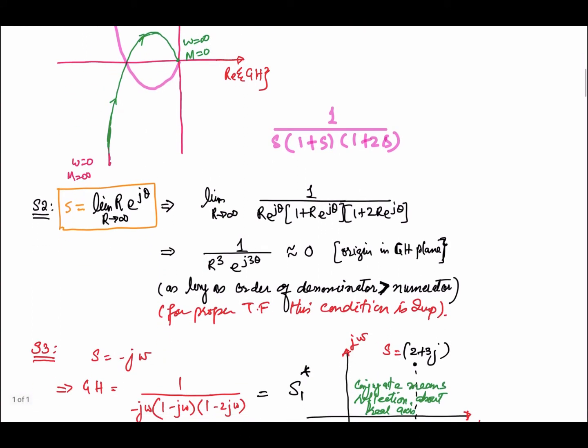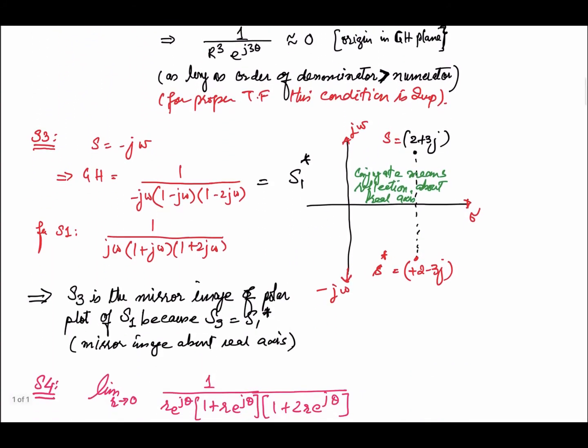Okay, so you are just going to replace S with minus j omega, because j omega is going to be varied from minus infinity to 0. So GH can be represented like that, and it is nothing but the conjugate of your S1, the first part, the GH path for the S1 contour in the S plane, right? For S1 we have this one, but over here you can see all of these are negative, so it is the conjugate of that one, right?